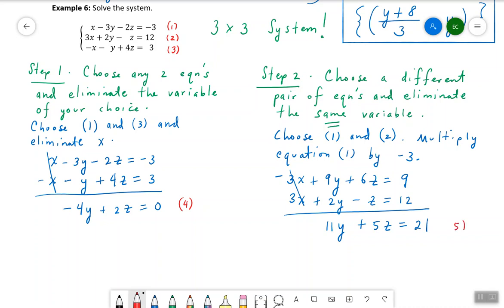Okay, let's call this equation number 5. So equation number 4 was the result of the first step. Equation number 5 was the result of the second step. Notice those two new equations only have 2 variables instead of 3, and notice they have the same variables as each other. So in equation 4 and 5, we have 2 equations in terms of the two variables y and z. So what do you think we should do with those?